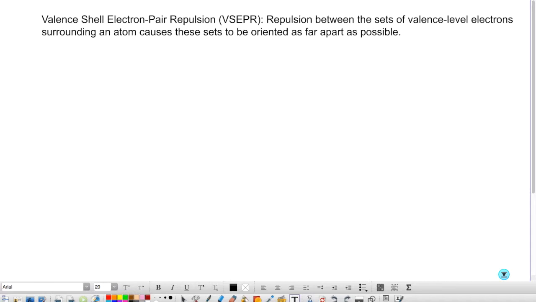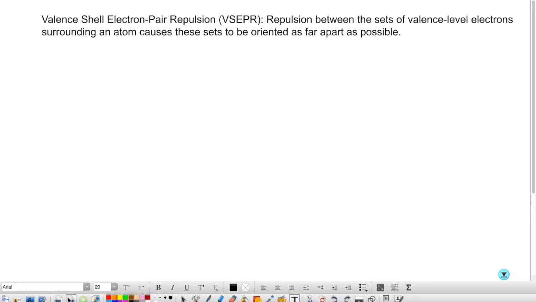So in order to talk about shape, we're going to use a tool called valence shell electron pair repulsion, which is as simple as it sounds. We're talking about valence electrons, and the bottom line here is electrons don't want to be near each other, so they repel each other. So they try to get as far away from each other as possible.